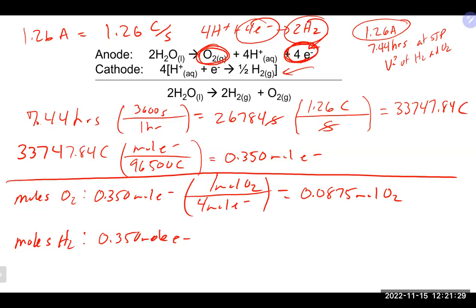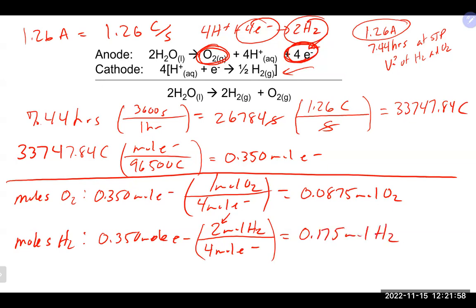That's also the same as 1 mole of hydrogen is 2 moles of electrons. So obviously you can use either one as it reduces down. I'll just use what's there: 4 moles of electrons, 2 moles of hydrogen. Again, you can reduce this down to a 1 to 2, and it will be the same. And you will end up here with 0.350 times 2 divided by 4 gets you 0.175 moles of hydrogen.